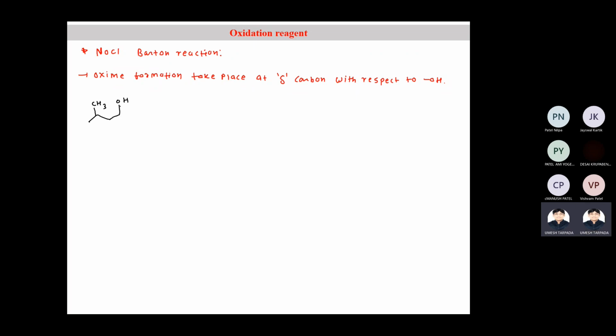So see, the carbon next to the OH group is called alpha, the next one is beta, then this is gamma, and this is the delta carbon. So delta hydrogen abstraction takes place, or oxime formation takes place at the delta position. How does the reaction take place? First it reacts with NOCl. So you are getting oxygen. Now HCl is removed as a byproduct, and NO is attached to oxygen.